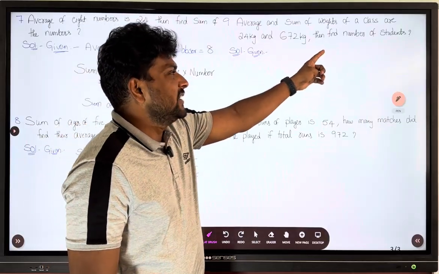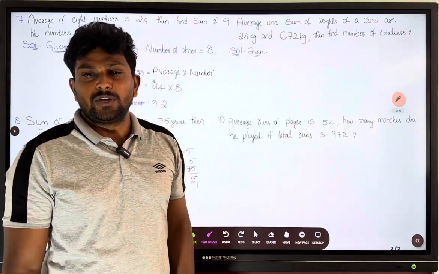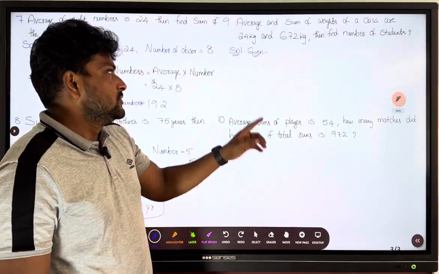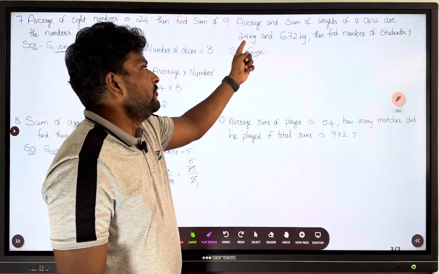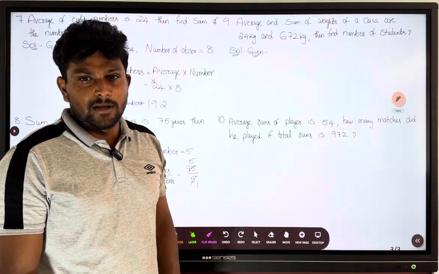సో దెన్ వీ నీడ్ టు ఫైండ్ ద నెంబర్ ఆఫ్ స్టూడెంట్స్ ఇన్ ద క్లాస్. క్లాస్లో ఉన్నటువంటి నెంబర్ ఆఫ్ స్టూడెంట్స్ ఫైండ్ అవుట్ చేయాలి. సో ఫస్ట్ ఆఫ్ ఆల్ రైట్ ద గివెన్ డేటా హియర్. Average. So what is the average value? 24 kgs or 672 kgs.